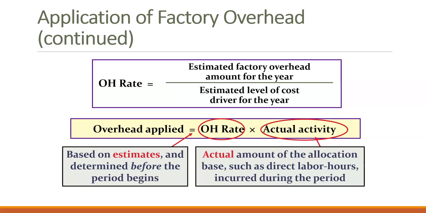We take our overhead rate that we calculate and we multiply that times the actual activity. So our overhead rate is based on estimates that we determined at the beginning of the year. The actual activity is the actual amount of allocation base that we've used, such as direct labor hours or machine hours or number of setups or number of orders.